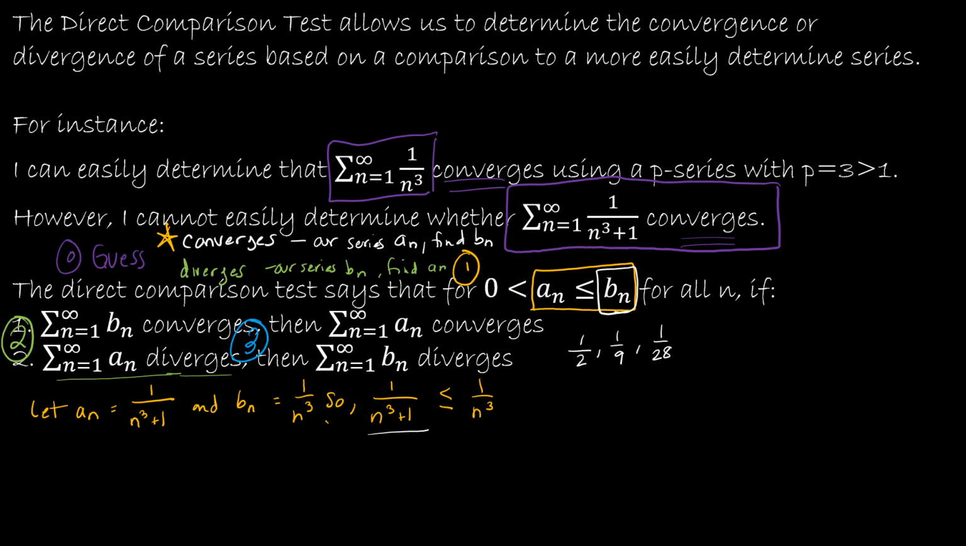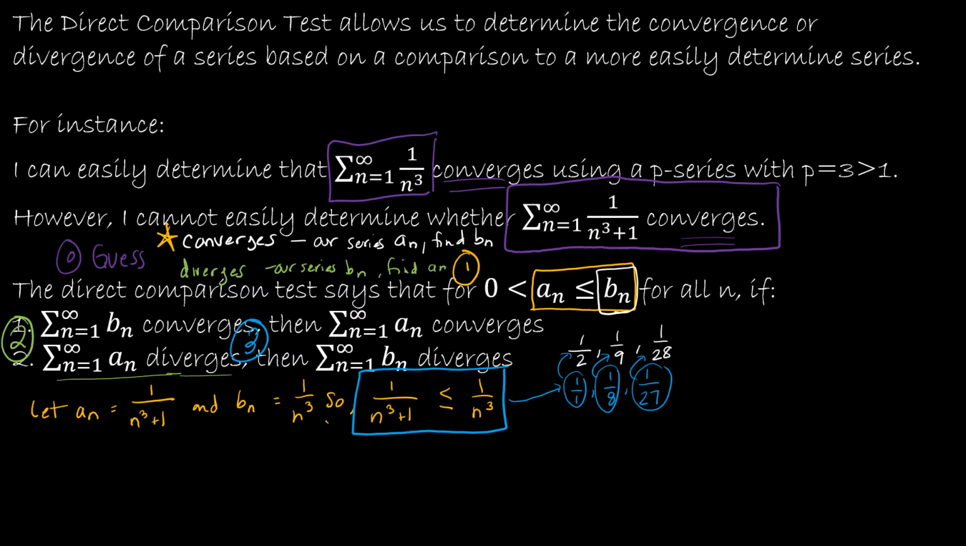And then I could look at the same for this series and say 1 over 1 cubed is 1, 1 over 2 cubed is 1/8, 1 over 3 cubed is 1/27, and hopefully I can see that 1 is greater than 1/2, and 1/8 is greater than 1/9, and 1/27 is greater than 1/28. And so again, whichever way you do it, I've now said that this in fact is true, that a sub n is less than or equal to b sub n.